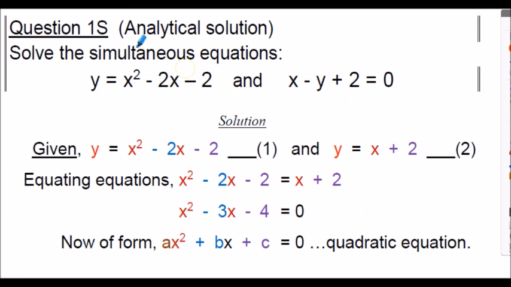If you want to follow the analytical solution, it's very similar to that shown for the example 1s. We simply equate the two equations together. So this is the first equation, the quadratic, equated to the rearranged linear equation. Then rearrange the equations to form a quadratic equation, form ax squared plus bx plus c equals 0.